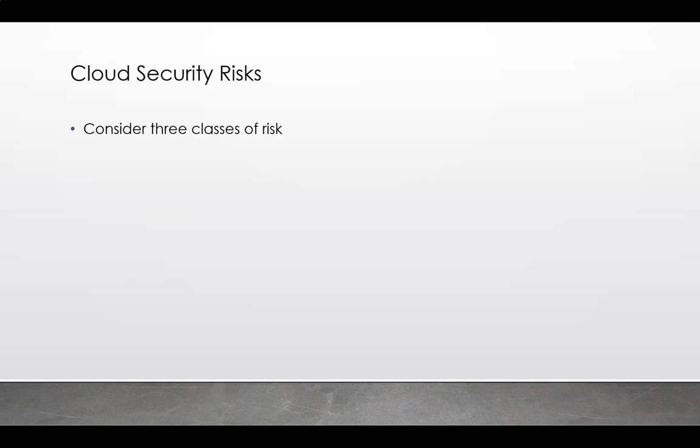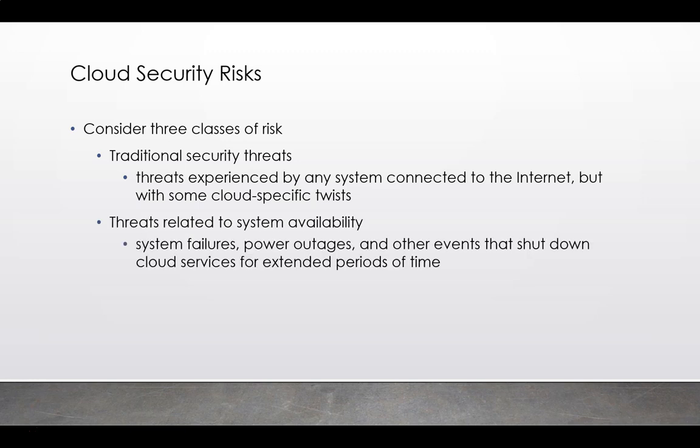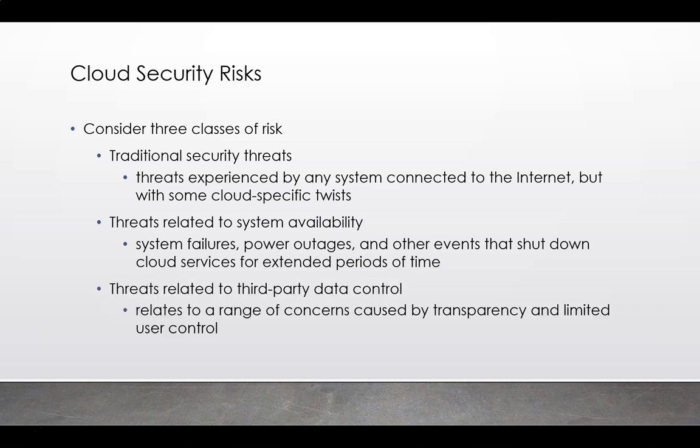With some background provided here on cloud computing, let's now consider some security risks that may exist within this environment. We'll consider three classes of risk. Traditional security threats. These are threats experienced by any system connected to the internet, but when dealing with a cloud-based platform, there are some specific twists that arise. Threats related to system availability. System failures, power outages, or other such events can cause a shutdown of cloud services for extended periods of time. And finally, threats related to third-party data control. These are threats that relate to a range of concerns caused by transparency and limited user control.